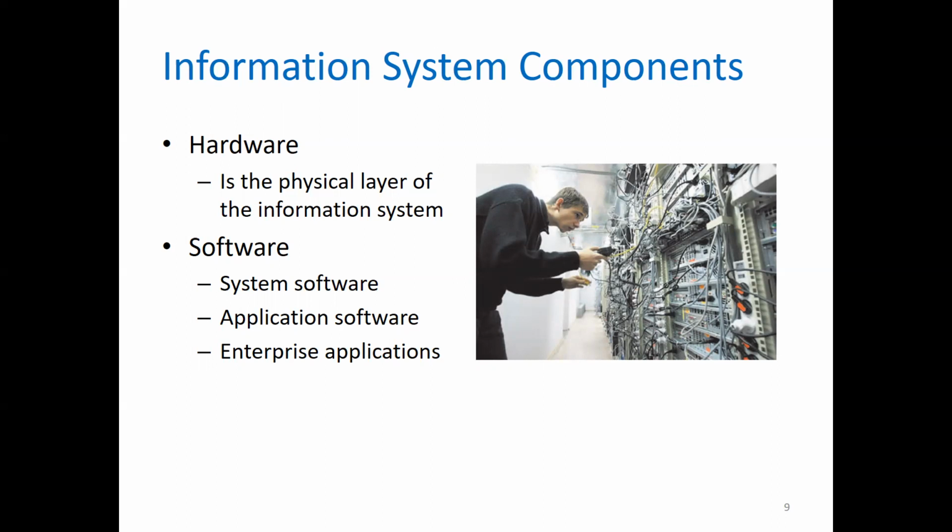Now, software in information systems comes in 3 basic forms. You have system software that is required to run your computer system. Application software is the kind of software that fulfills the needs and wants of the users. And then you have enterprise applications, which are also part of application software. Enterprise applications are all that software that is specifically developed to meet the business needs of an organization.